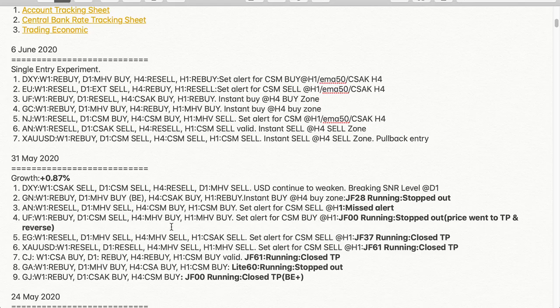Let me recap again before we end. DXY, we expect it to continue to be strong. And then EUR USD, we are selling. USD CHF, we are buying. GBP CAD, we are buying. NZD JPY, we are selling. AUD NZD, we are selling. And gold, we are selling as well, although we put here re-entry buy. So that's it for this week.